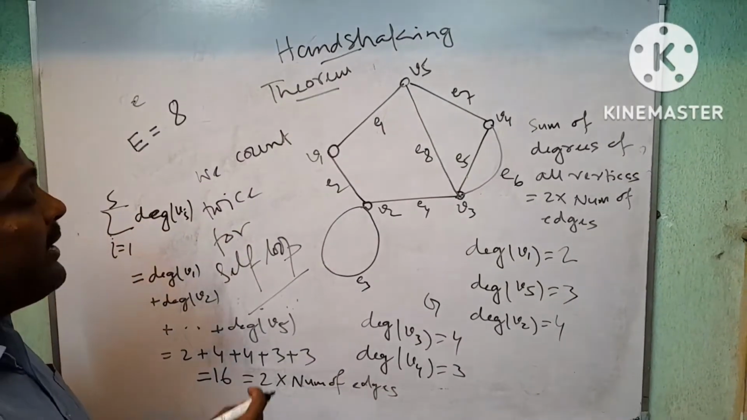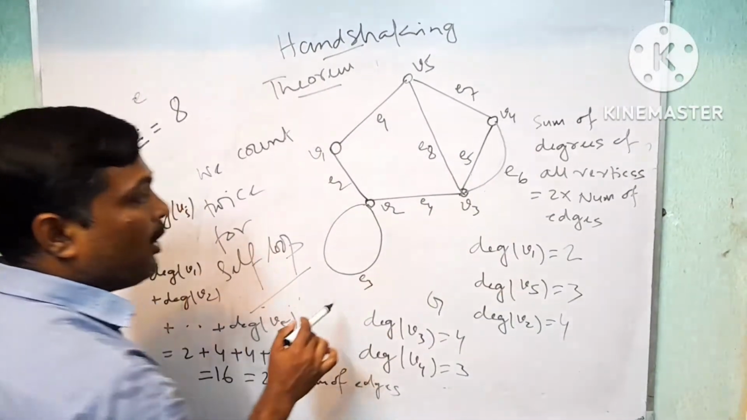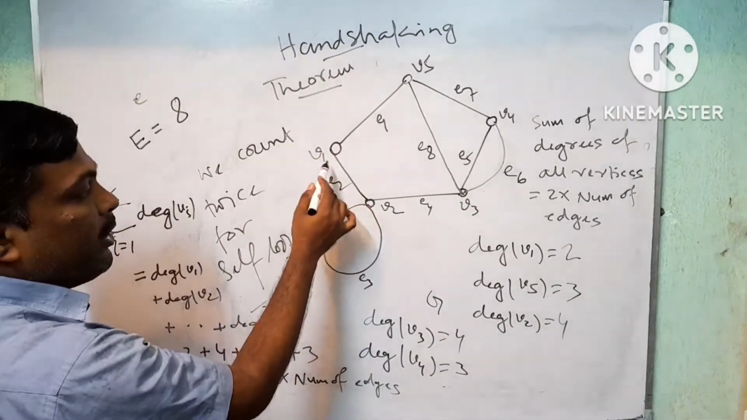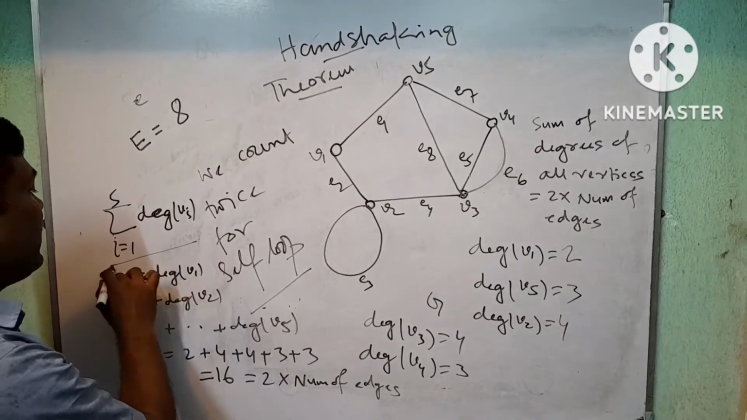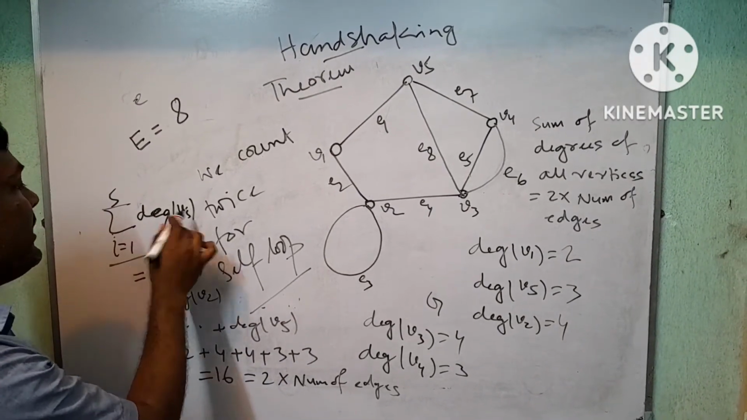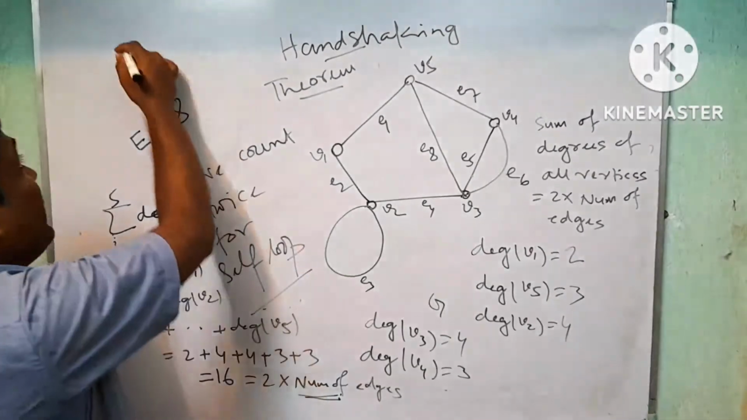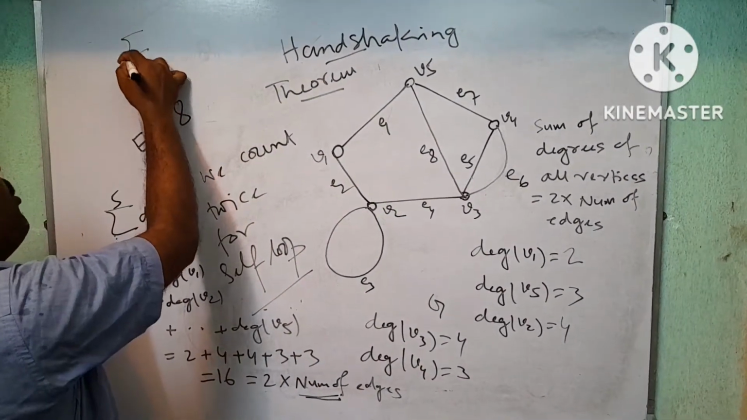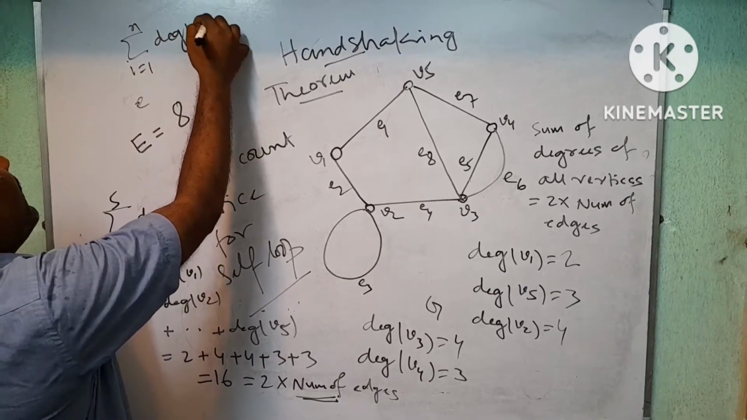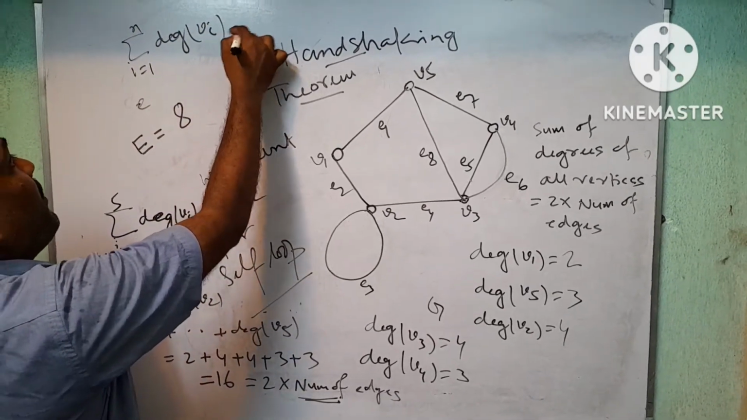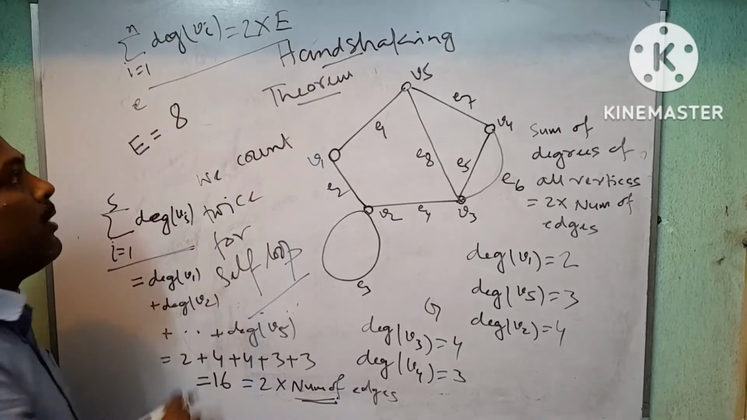So what is the handshaking theorem? The sum of degrees of all the vertices of a graph is 2 times the number of edges. So first calculate the degree of each vertex, then calculate the sum of degrees of all the vertices of the graph, summation i equals 1 to n of d(Vi). You will get 2 times the number of edges. This is the handshaking theorem.